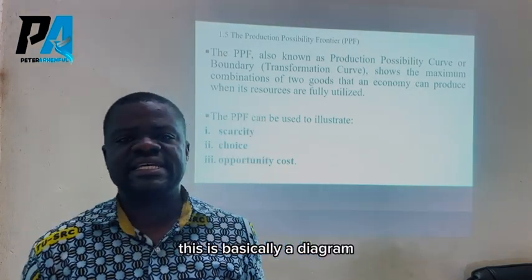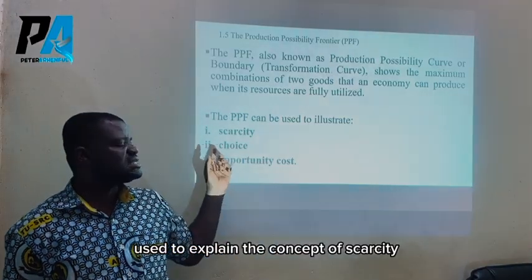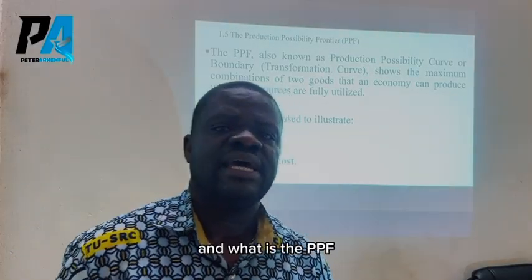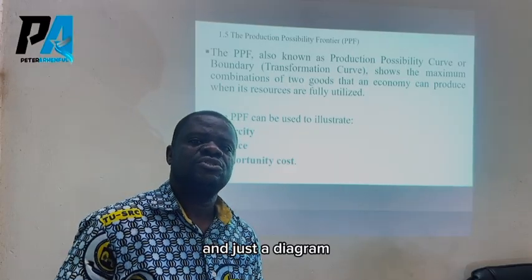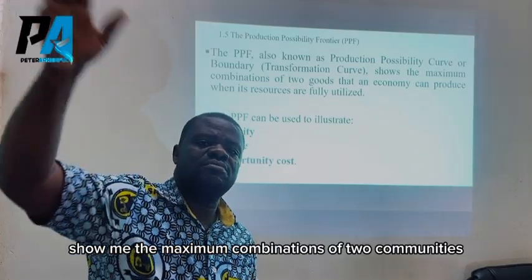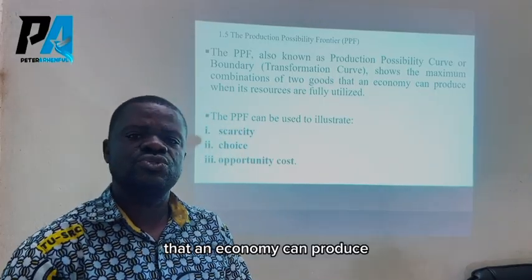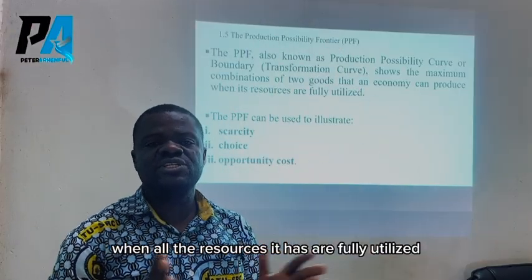This is basically a diagram used to explain the concept of scarcity, choice, and opportunity cost. And what is the PPF? It is just a diagram showing the maximum combinations of two commodities that an economy can produce when all the resources it has are fully utilized.